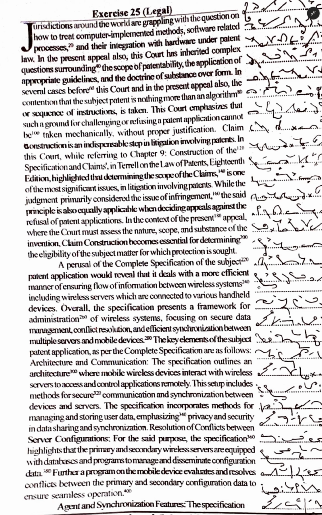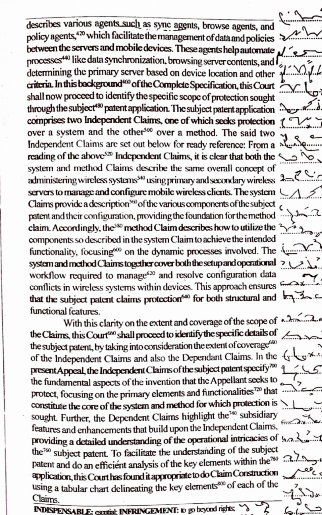Resolution of conflicts between server configurations. For the said purpose, the specification highlights that the primary and secondary wireless servers are equipped with databases and programs to manage and disseminate configuration data. Further, a program on the mobile device evaluates and resolves conflicts between the primary and secondary configuration data to ensure seamless operation.